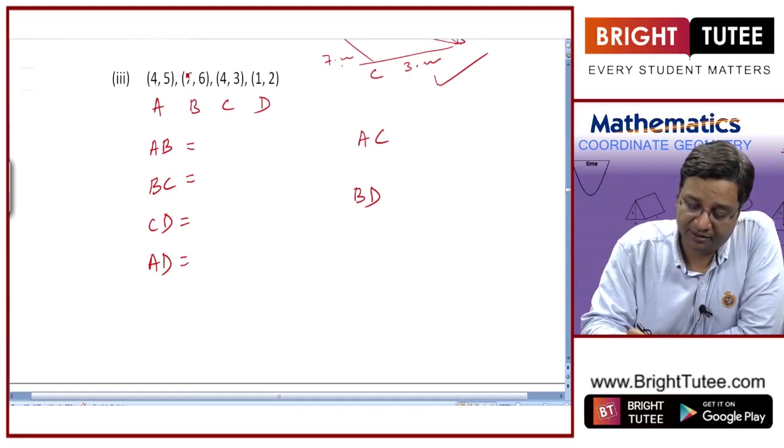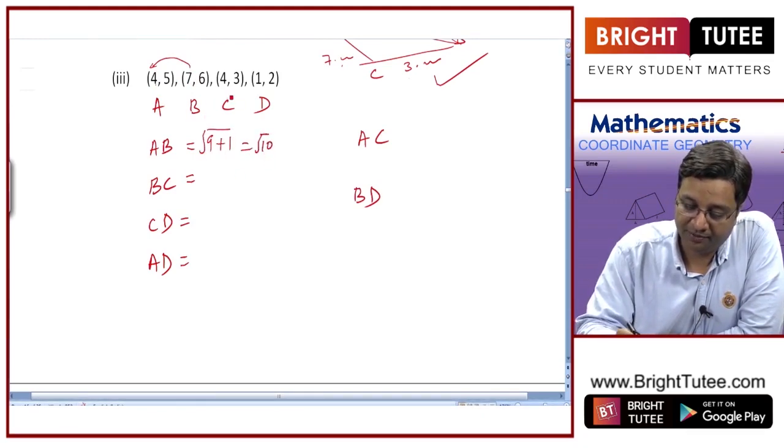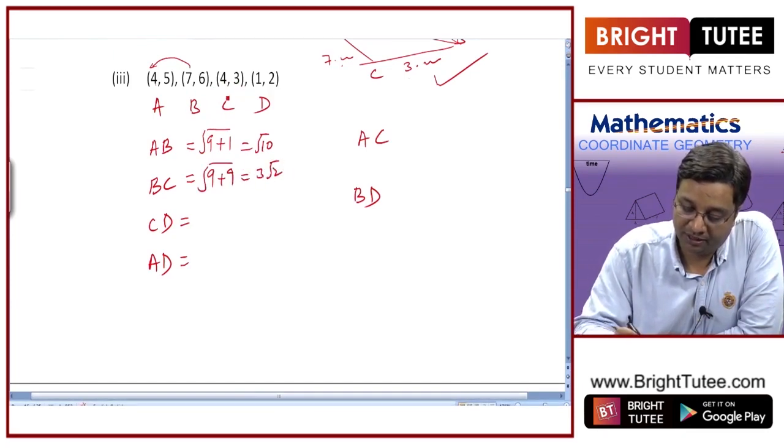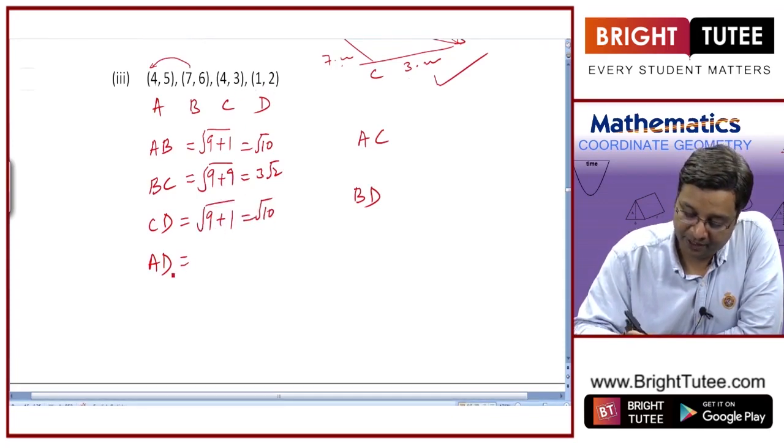AB: 3 squared is 9, 1 squared is 1, so the root is root 10. BC: 3 squared is 9, 6 minus 3 is 3, squared 9, so root 18, which is 3 root 2. Distance CD: 4 minus 1 is 3, squared 9, 3 minus 2 is 1, squared 1, so root 10. AD: 4 minus 1 is 3, squared 9, 5 minus 2 is 3, squared 9, so 3 root 2 again.